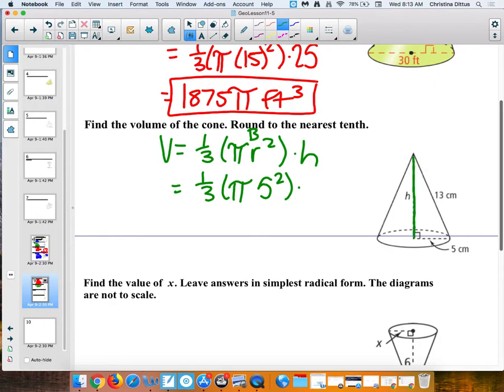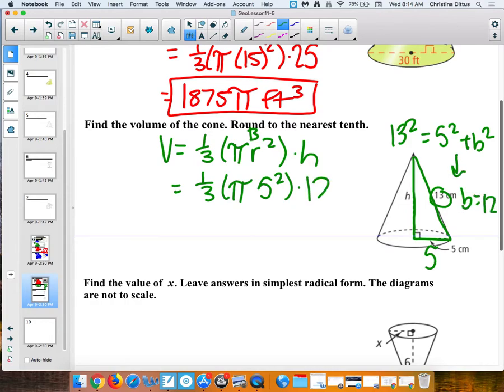I have a right triangle where this is 5 and my hypotenuse is 13. Anybody off the top of their head know what the height is? 12. How'd you know that? Because we see it a lot: 5, 13, 12. If you don't remember that, you can set up the Pythagorean theorem. 13 squared equals 5 squared plus b squared. Math. B is 12 again. So my height is 12.